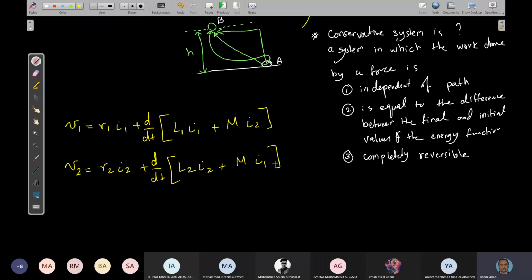So now I need to calculate the field energy for the multi-excitation system.